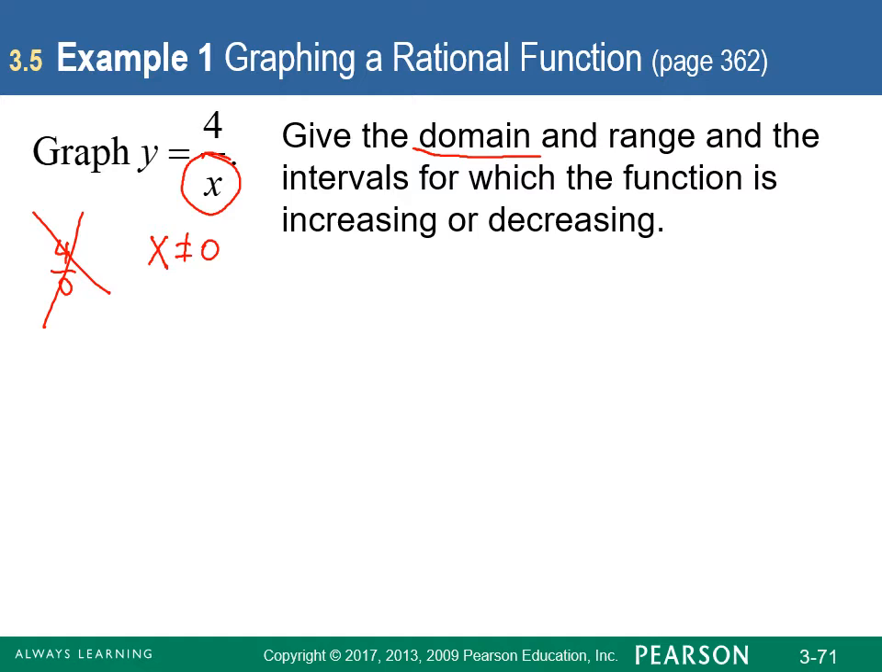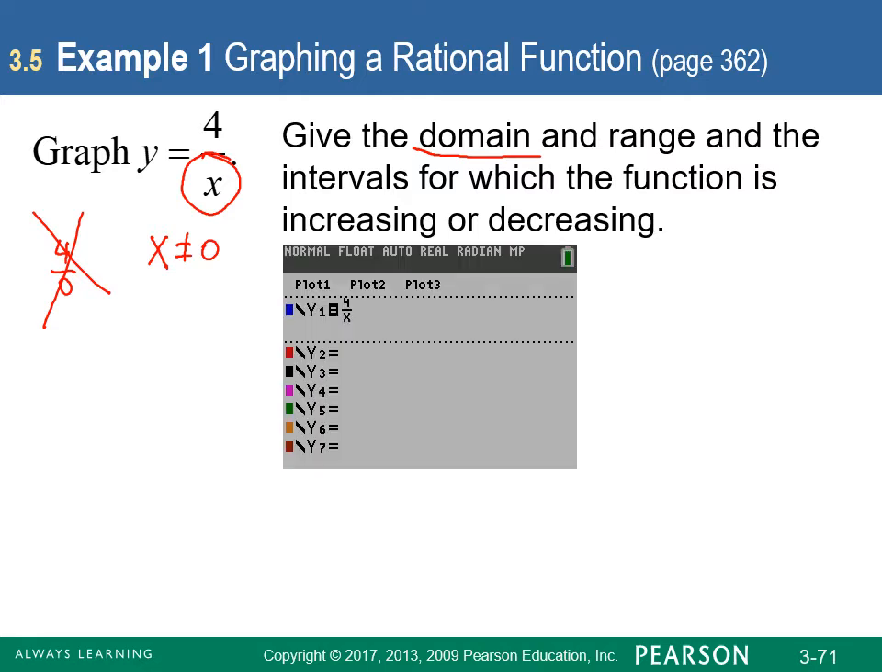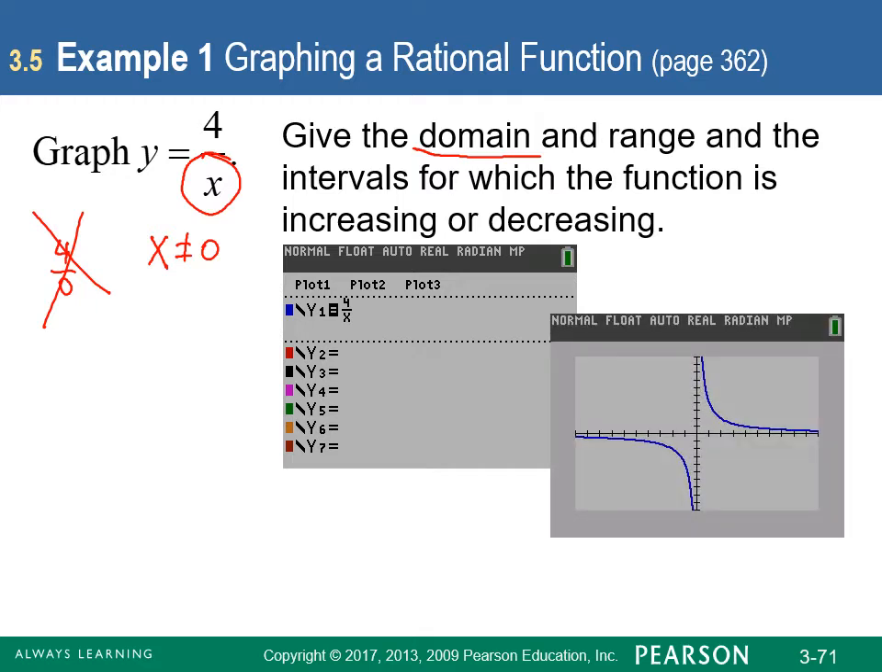Now the easy thing about dealing with rational functions is we can use our calculators quite easily. Here's what it would look like if you typed 4 over x on your calculator. Let me remind you that you have a fraction key that you can access by using the alpha and the y equals key. So typing 4 over x and then hitting the graph button, we get a graph that looks like this.